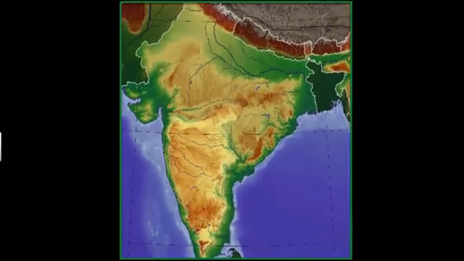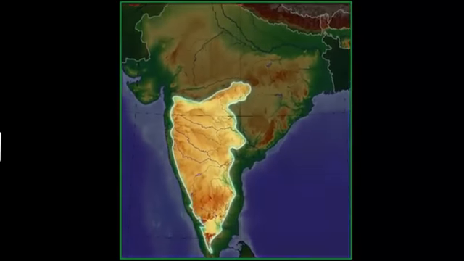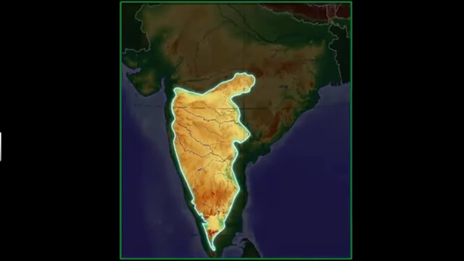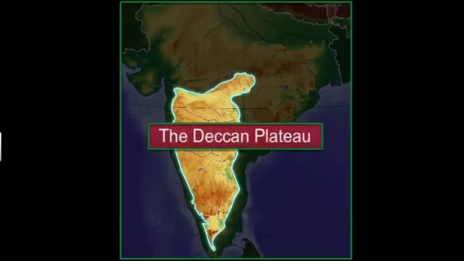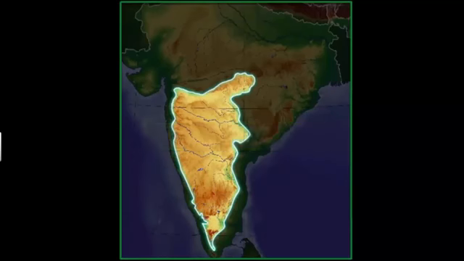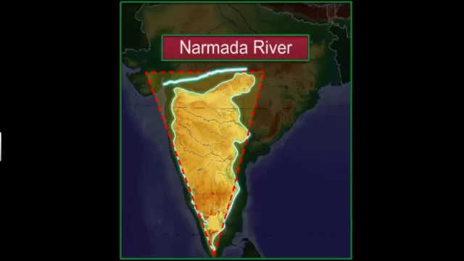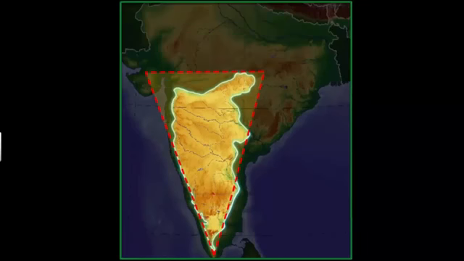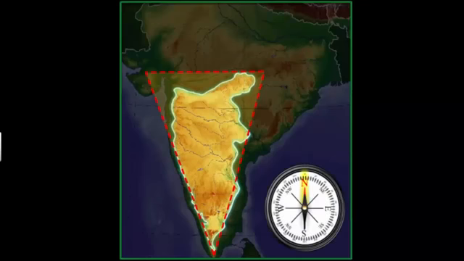Now, we move on to the other part of the Peninsula Plateau, the Deccan Plateau. If you observe the shape of the plateau on the map, you will see that it is a triangular landmass lying to the south of the Narmada. The broad base of this triangle is in the north and the narrow tip of the triangle is in the south.